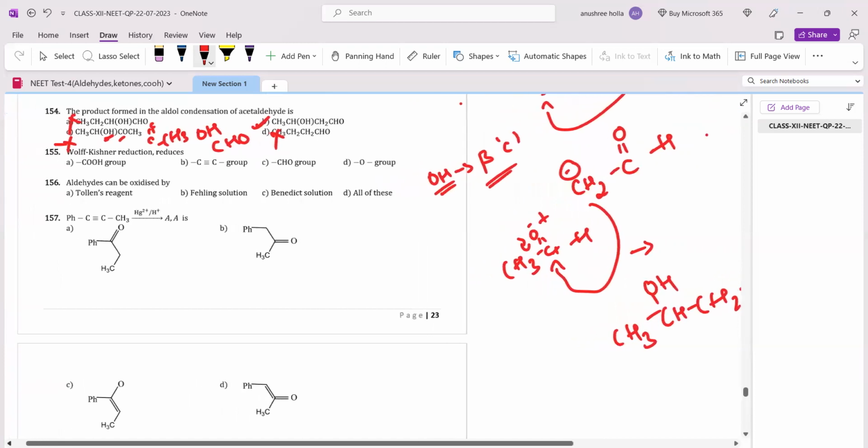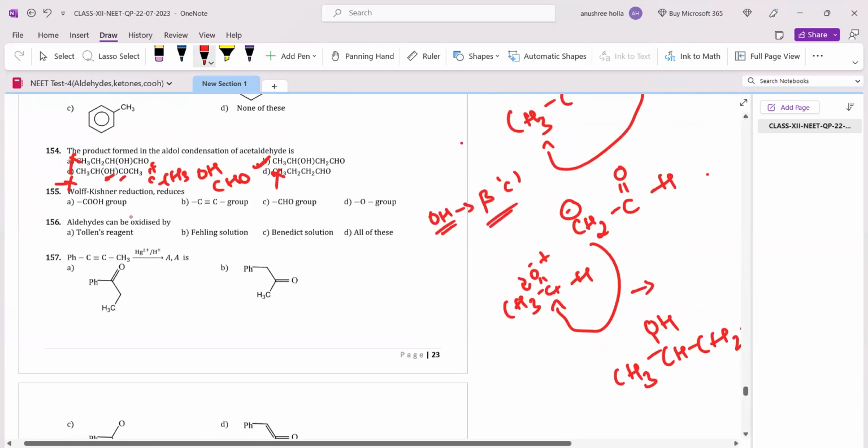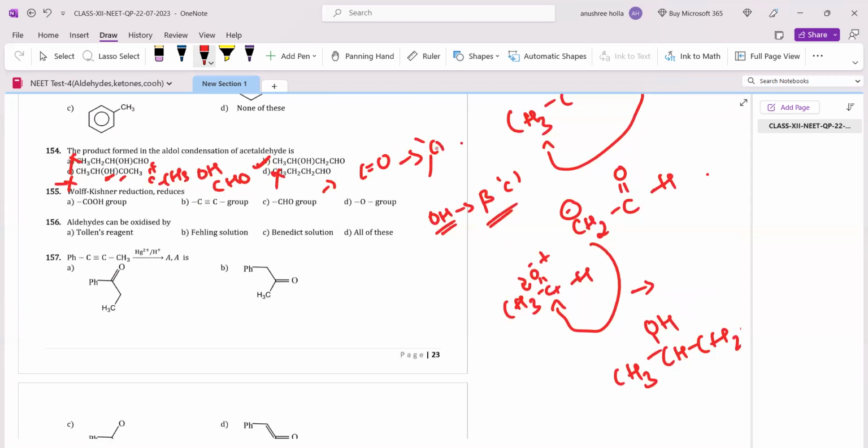You don't have to go through the mechanism. You don't have to write the mechanism. I just simply showed you the mechanism. It's just very easy. Next, Wolff-Kishner reduction and Clemmensen reduction. In both cases, we'll reduce this carbonyl group, either aldehyde or ketone, to the respective hydrocarbon.